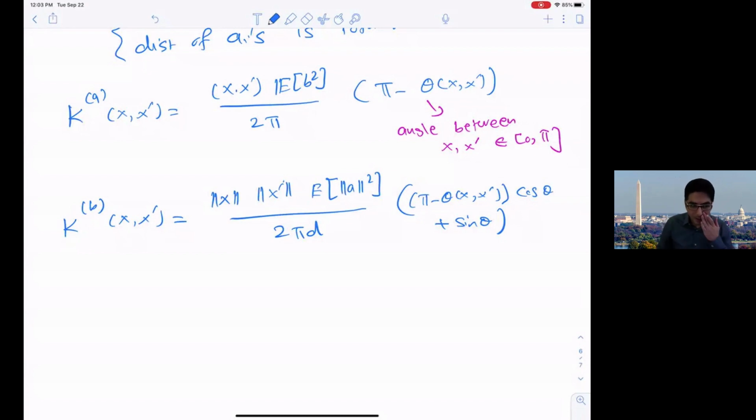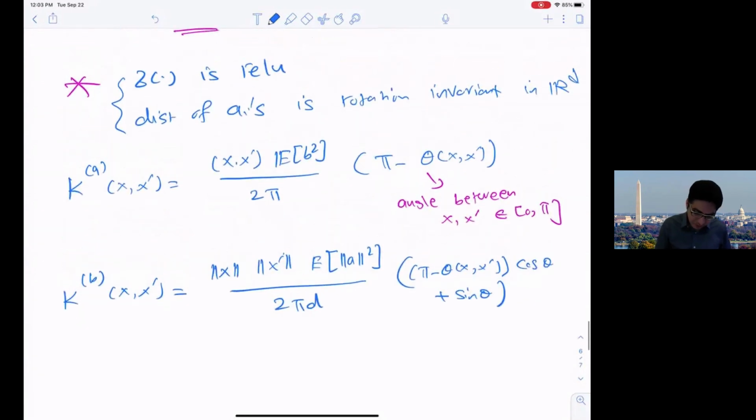Okay, so let me pause and take some questions. Why the last assumption? We need this rotation invariant assumption. Otherwise, you won't be able to simplify to these equations for the kernel. So you don't want to depend on the angle that your particular x is. You want to depend on the angle between x and x prime. So you want to be rotation invariant. Okay, good. So let me move on.